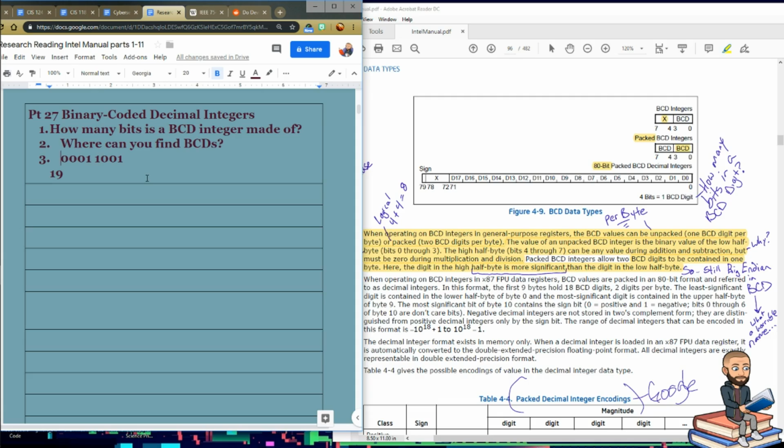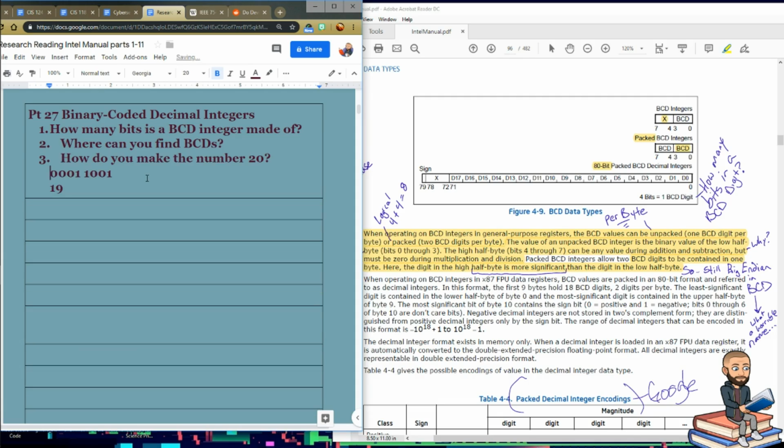So just for a check of understanding here, I'll ask, how do you make the number 20? And I have an example right here for you to get started with. Oh, and be sure that you're doing it in this new BCD format that we are learning about.